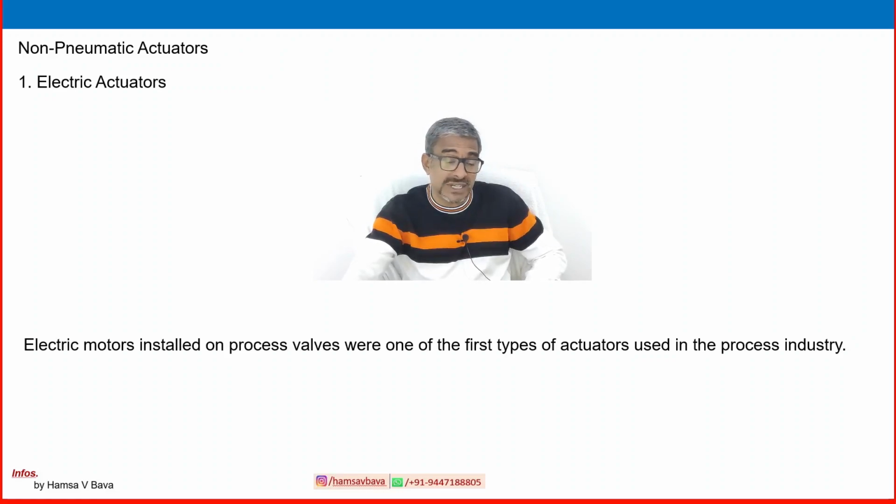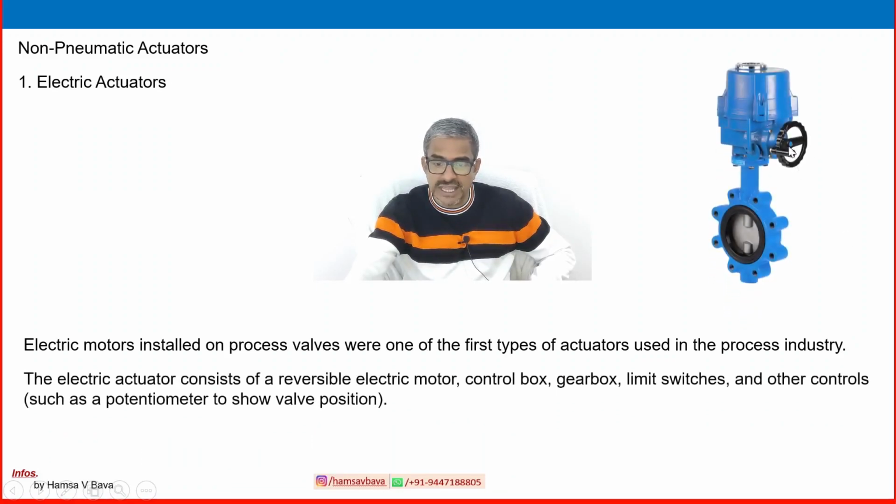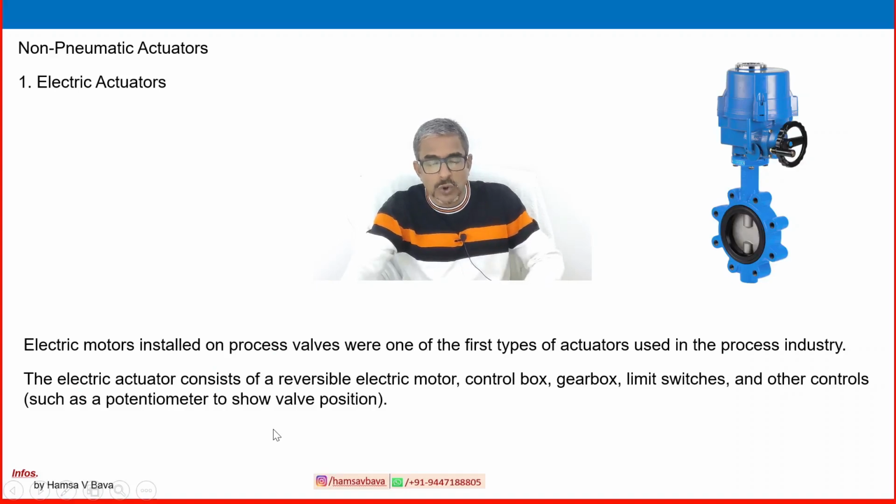Those are the two pneumatic operating actuators, diaphragm and piston cylinder. Now, non-pneumatic: we have electric actuators, motors installed on process valves, one of the first types of actuator used in the process industry. This is an electric motor actuator, MOV, motor operated valve, usually mentioned in the P&ID. The electric actuator consists of a reversible electric motor, control box, gearbox, limit switch, and other controls such as a potentiometer to show valve position, like a limit switch.